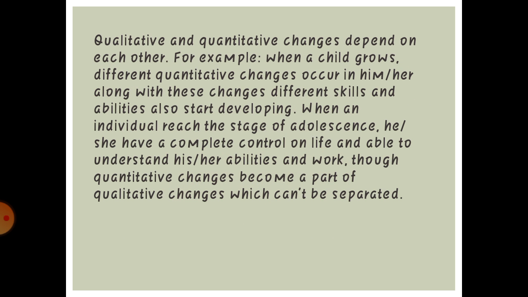The next, quantitative and qualitative changes depend on each other. For example, when a child grows, different quantitative changes occur in him or her. Along with these changes, different skills and abilities also start developing. When an individual reaches the stage of adolescence, he or she has complete control over life, able to understand his or her abilities and work. Thus quantitative changes become a part of qualitative changes and cannot be separated.